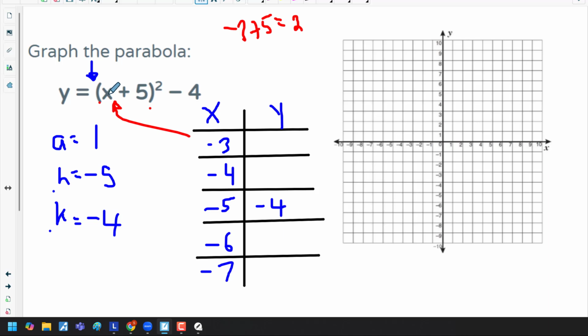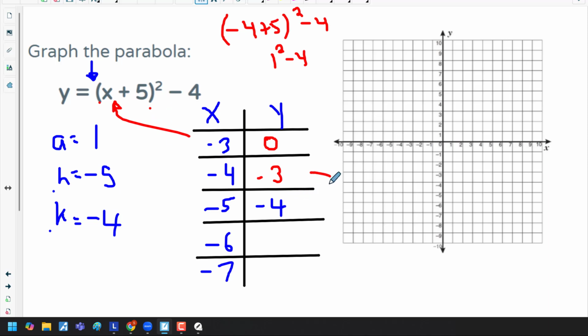It's 2. So the value inside this bracket is going to be now 2 squared minus 4. 2 squared is 4. 4 minus 4 is 0. So this value is going to be 0 there. If I plug in -4, -4 plus 5 is just 1. 1 squared minus 4. Well, 1 squared is 1. 1 minus 4 is -3. We already have -4 because that's the vertex.